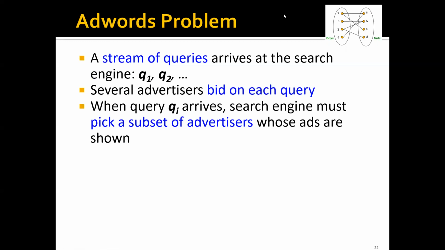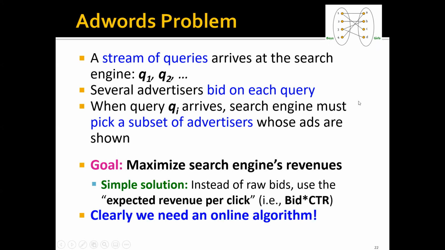So this is like one girl on the right will appear with some preferences, and we need to decide which one we need to pick to match these girls, right? So in this case, the boys are the ads and the girls are the queries. So the goal of this AdWords algorithm is to maximize the search engine's revenues.